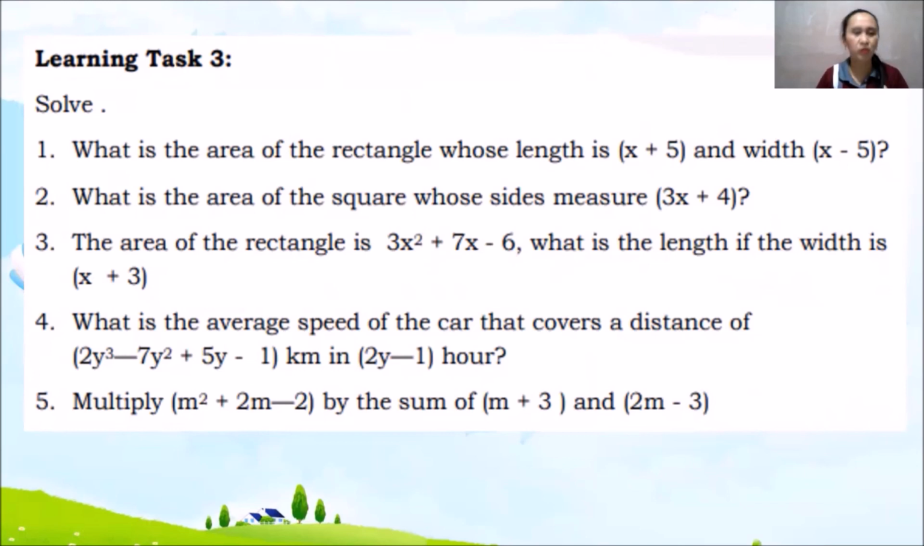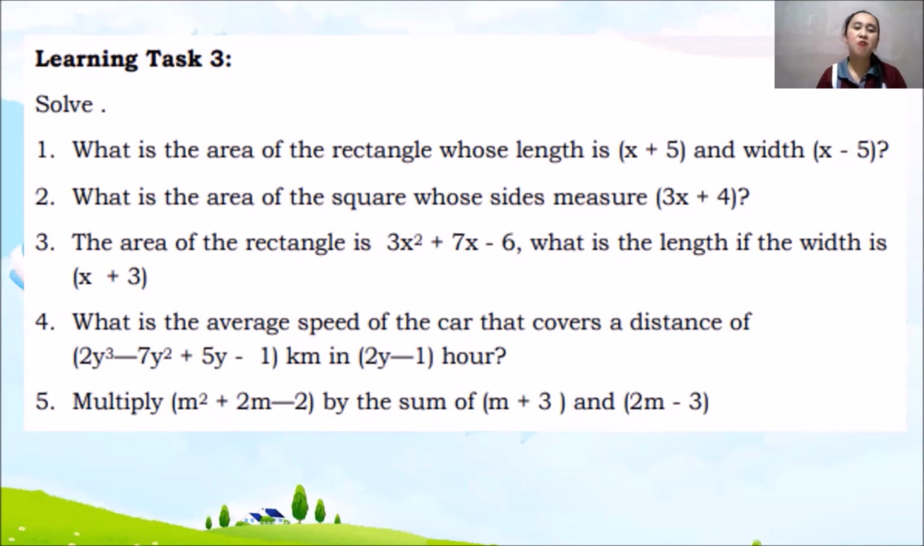In number 1. Number 2, what is the area of this square whose sides measure is the quantity 3x plus 4? So, find first what is the formula in solving the area of this square and apply again the laws of exponent in finding the product.